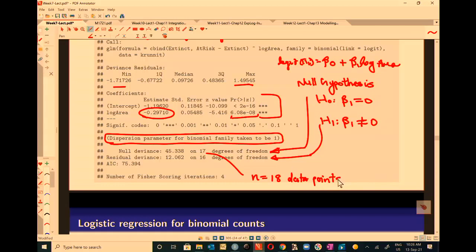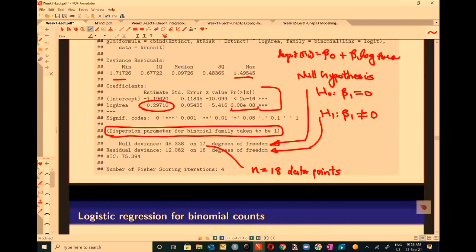So the null deviance is 1 less than that, in degrees of freedom, and because I've actually fitted an extra parameter there as well, beta 1, that's going to be an extra one taken off there. So n minus 2 for the residual deviance, 16 degrees of freedom. And so the idea here is, and we'll surely discuss this later on again, I can test the hypothesis that beta 1 is equal to 0 versus not equal to 0 by looking at my p-value here, which is 6.08 times 10 to the negative 8. In this case, I will clearly reject the H naught and say that beta 1 isn't 0.